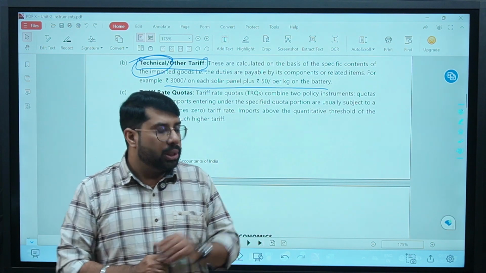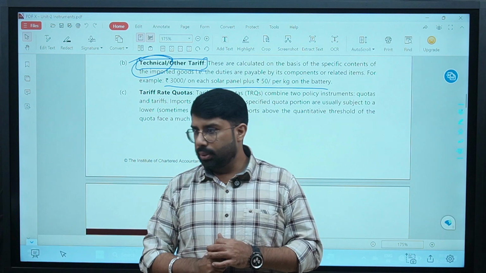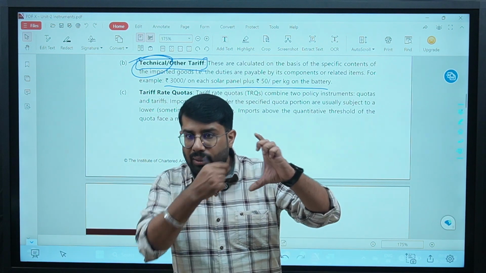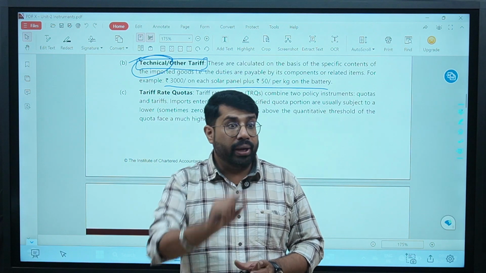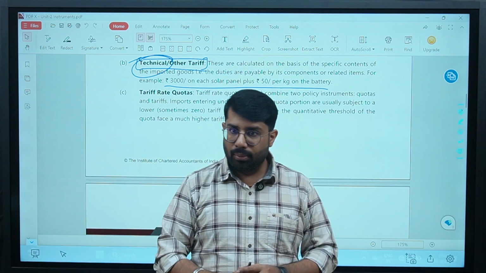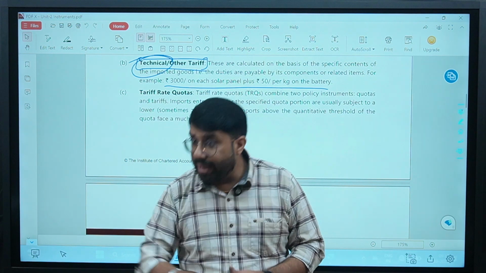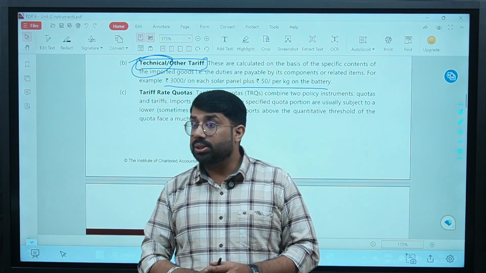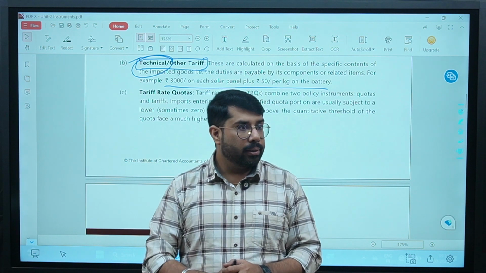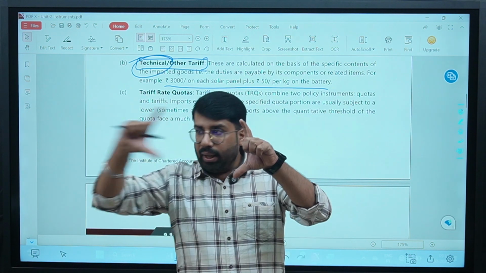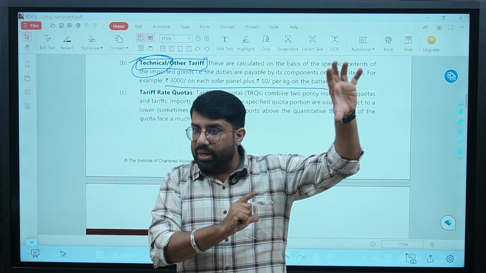Sir, what are the components? Sir, there is a solar panel. What are the components? Sir, there is a battery. What are the components? Sir, there is a body and the other things. Yes or no? Government will ask you to pay a separate tariff on solar panel. Government will ask you to pay a separate tariff on battery, and government will ask you to pay a separate tariff on that body. Are you getting a point? Yes or no? Body, separate tariff. Solar panel, separate tariff. Battery, separate tariff.